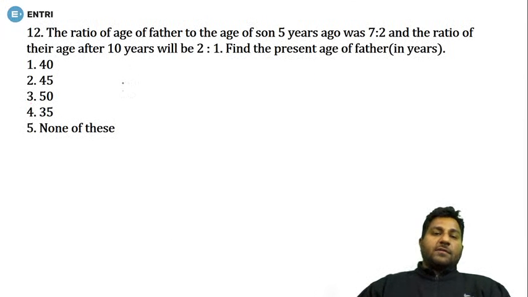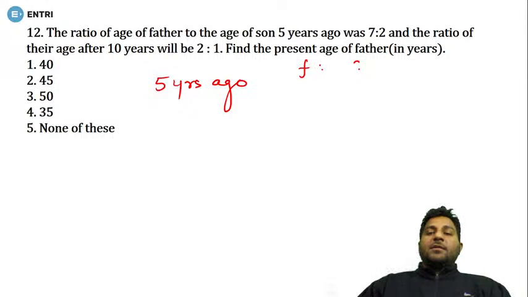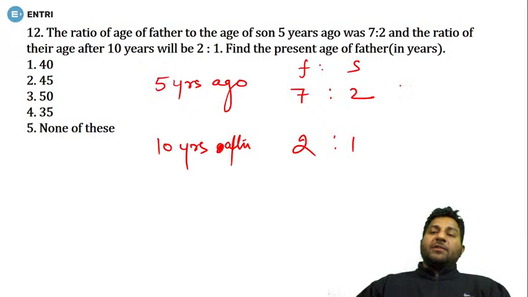Now tell me the answer of this question. Come on. The ratio of age of father to the age of son 5 years ago, father to son, is 7:2. And the ratio of their age 10 years after will be 2:1. Find the present age of father. So the whole difference between these two ages is 15 years. It was 5 years ago and it is 10 years after.